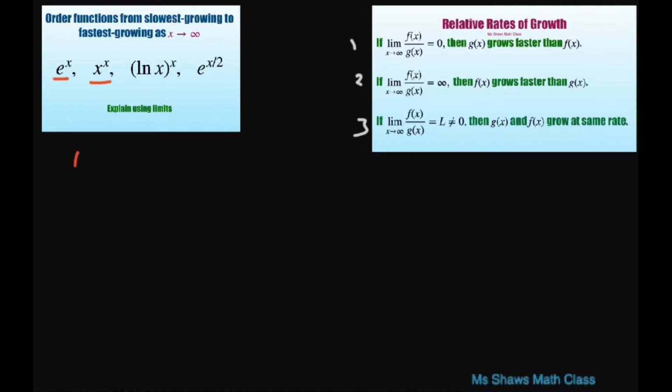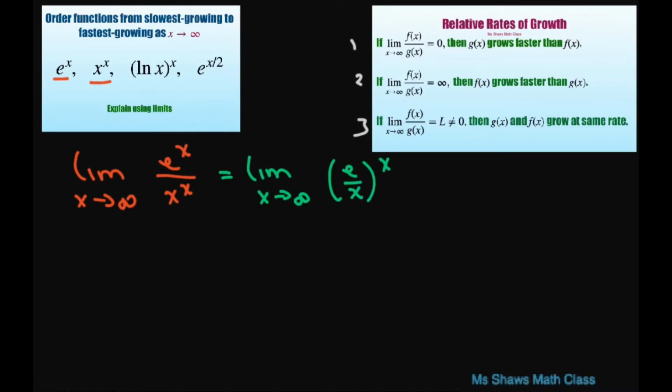So we'll just take the limit as x approaches infinity of e to the power of x divided by x to the power of x. Now this can be rewritten as the limit as x approaches infinity of e divided by x, all to the power of x. Now as the denominator gets larger and larger, this is going to go to 0 because e is a constant. So this whole thing is going to equal 0, or 0 to infinity is still 0.